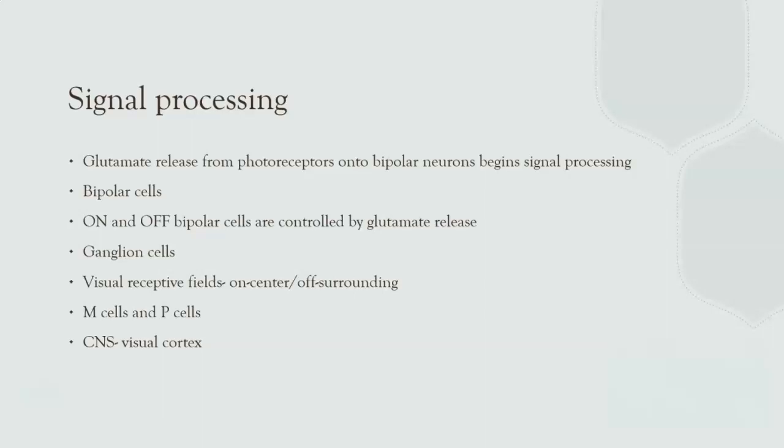Bipolar cell signaling process also is modified by input from horizontal and amacrine cells. And each ganglion cell receives information from a particular area of the retina. So these are called the visual receptive fields. There are two types of ganglion cell receptive fields. There is an on-center and an off-center field that is associated with the ganglion cells that responds most strongly when light is brightest in the center of the field.